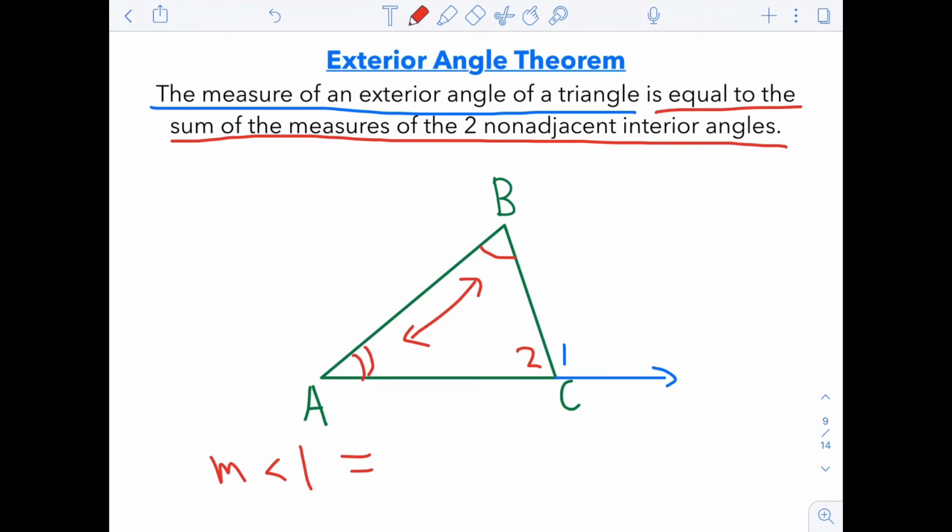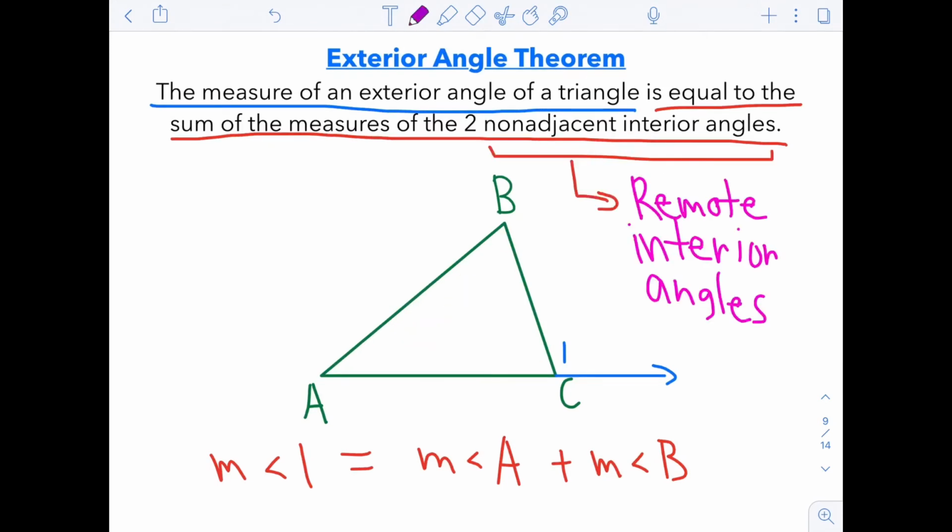So it's going to equal the sum of those, the measure of angle A plus the measure of angle B. So that's basically what the exterior angle theorem says. And also, instead of saying non-adjacent interior angles, these are also known as remote interior angles. So why don't we quickly prove the exterior angle theorem?